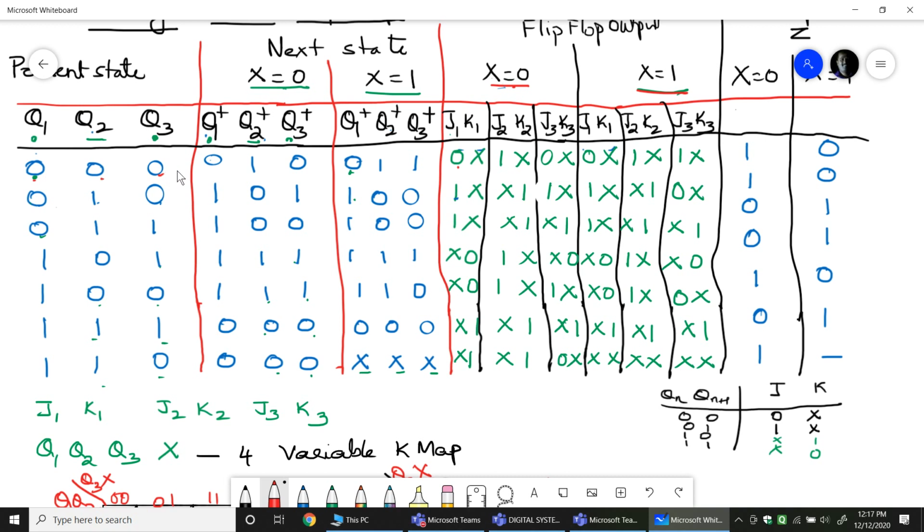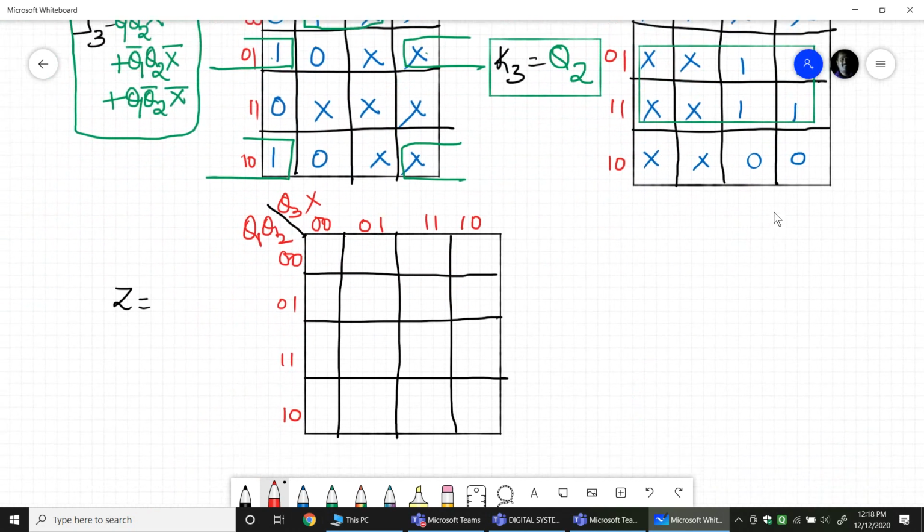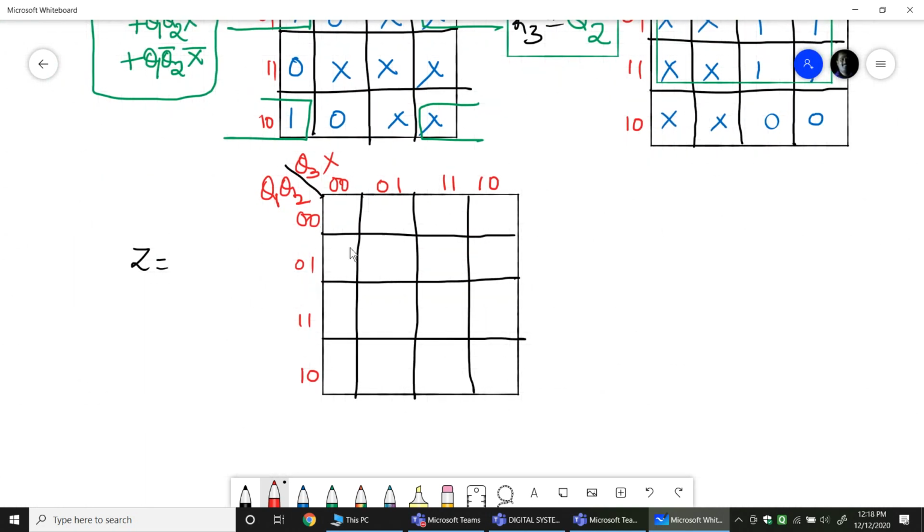Therefore 0 0 0 0, the output is 1. 0 1 0 0, the output is 1. 0 1 1 0, the output is 0, and so on. In that way you have to look into it, and this dash that we have written becomes don't care. So if I write the output, I will be getting 1 0 x x, 1 0 1 0, 1 x 1 0, and 1 0 1 0.